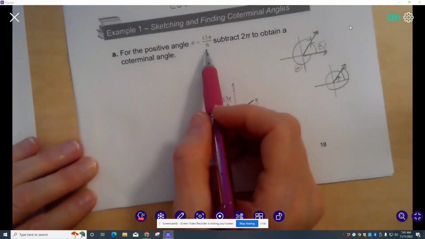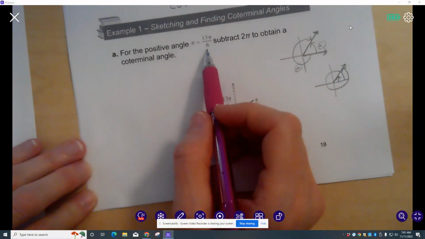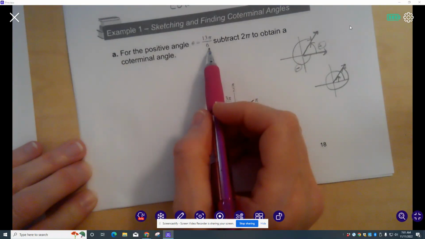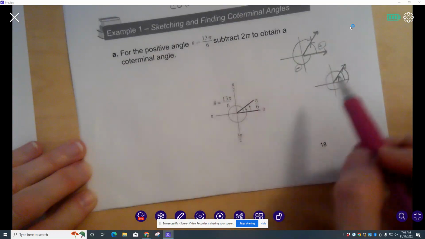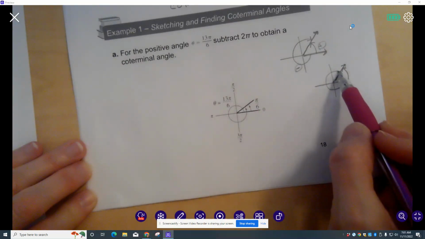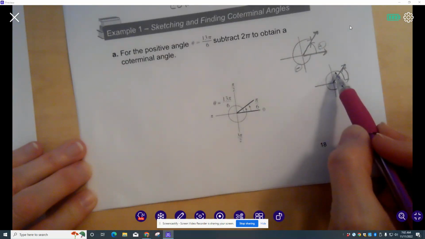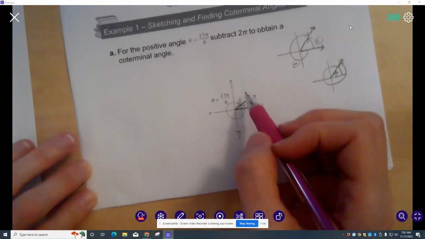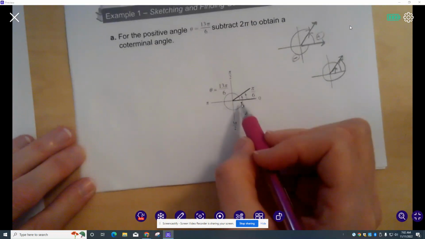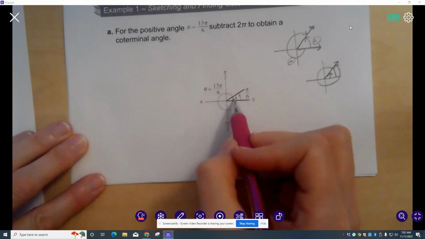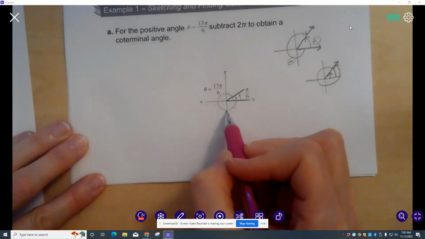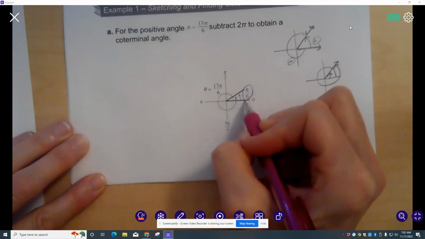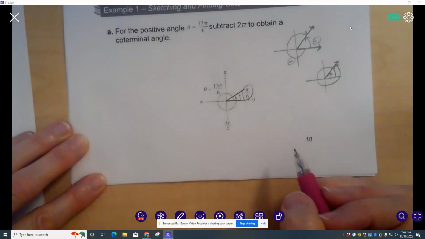So here it says for this positive angle, 13 pi over 6, 13 divided by 6 is greater than 2. So this is going to be similar to the one I drew here, where I go all the way around and then I go a little bit more. So I'm trying to find that little bit more. They actually have it drawn here. I'll use this. So this is 13 pi over 6 all the way around and then a little bit more. So what they're asking me to find is what is that little bit more?